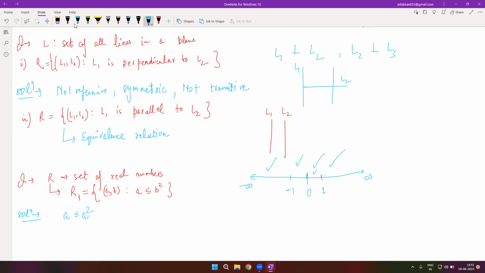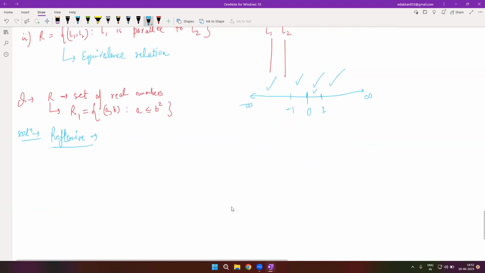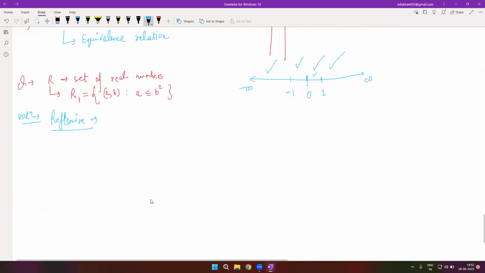A less than equal to A square. So okay, I'm going to write it completely because we will anyway have to solve the question. So we are checking for the reflexive condition first. Now we could have approached in two ways. For reflexive, replace B with A, then the relation condition becomes A less than equal to A square.